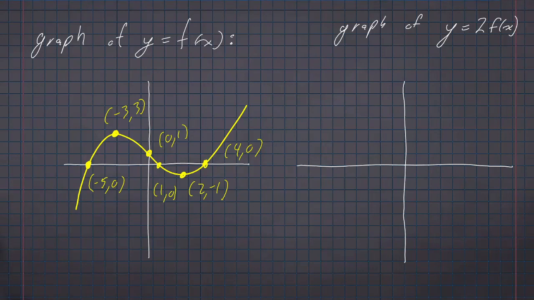A nice property that the scaling has is that the x-intercepts all stay at the same place. It is only points away from the x-axis that are affected at all by a scaling factor like this. So -5, 0 is still -5, 0. -3, 3, doubling that y coordinate of 3 takes it to -3, 6. 0, 1, doubling that 1 takes it to 0, 2. 1, 0 is at the same place. 2, -1 is now at 2, -2. And then 4, 0 is still at 4, 0.